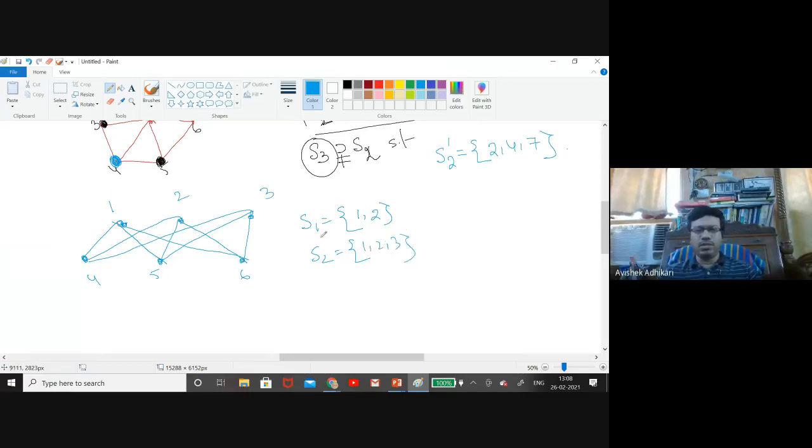So there is nothing called S1, S2. So you can understand that S2 here is 1, 2, 3, and you cannot have more than 1, 2, 3. I mean, you cannot have any subset S3 which is strictly bigger than 1, 2, 3 having this property. Similarly, S2 dash could also be 4, 5, 6, right? So here the independence number is 3.